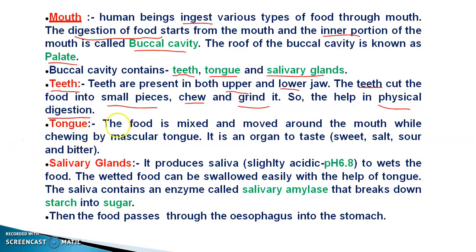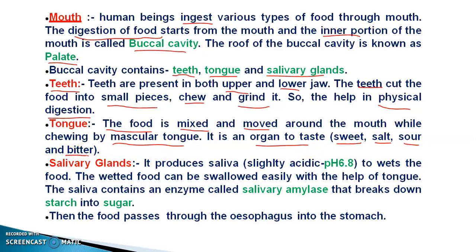After that, the next important part is played by our tongue. So food is mixed and moved around the mouth with the help of the muscular tongue. This is a very important organ in our digestive system, in our body, which means this is an organ to taste sweet, salt, sour, and bitter.